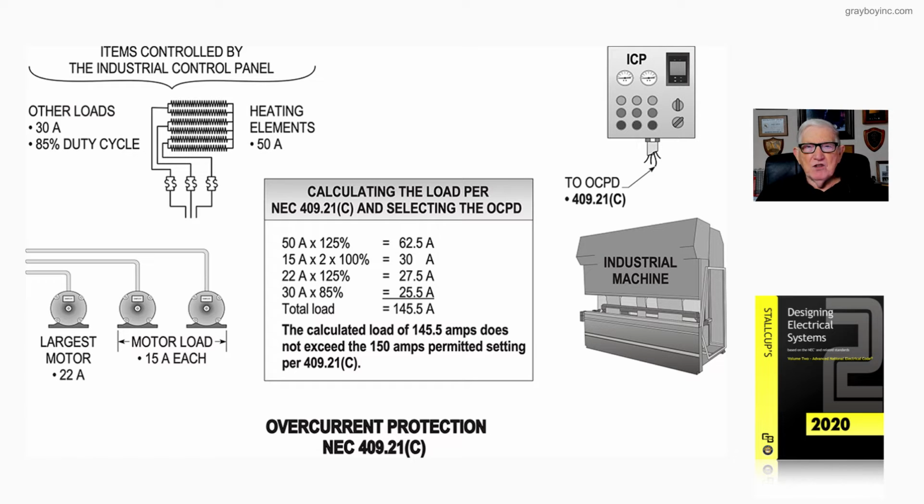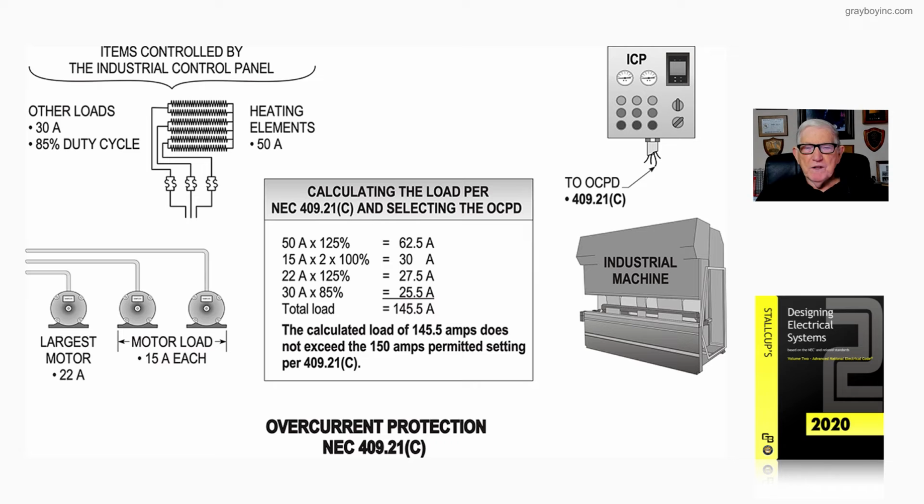Now with this information given, in accordance with 430.110 of the NEC, we can come up and do our calculation. 50 amps times 125%, the heating element load is 62.5. We have two motors, 15 amps each, at 2 times 100%, 30 amps. The largest motor at 125%, so that'd be 22 amps, and that'd be 27.5 after the math is performed. Then we'd have the 30 amps at 85%, and we'd come up with 25.5.